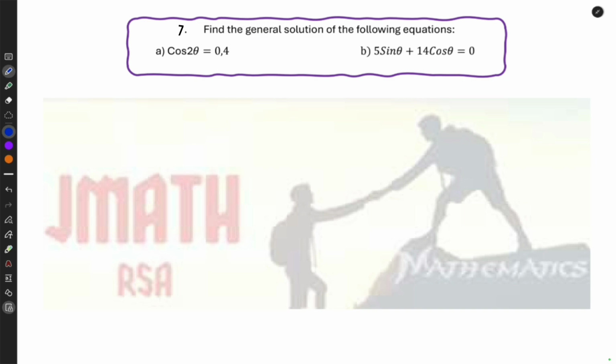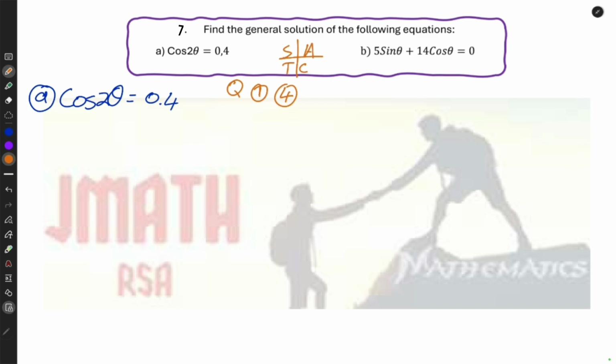The last section we're going to look at is called general solutions. Remember, that was the one where you chose your quadrants, you got your reference angles, and then you did the solution. So for question A, I'm just going to rewrite: cos 2 theta equals 0.4. Okay, my quadrants. So cos is positive in quadrant 1 and quadrant 4. Remember, I just go for CAST. And that's how I choose the quadrant.